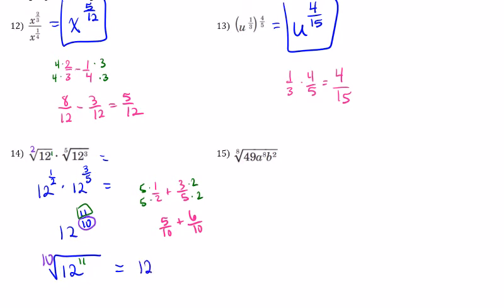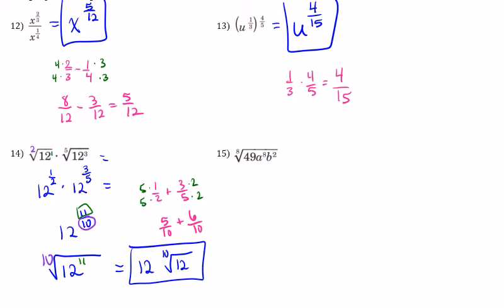So I have one set of 10 that I can group together and pull out 1, and then I have 1 12 left over. So I'll leave that invisible 1 there, okay? So it's 12 times the 10th root of 12 is the final answer there.